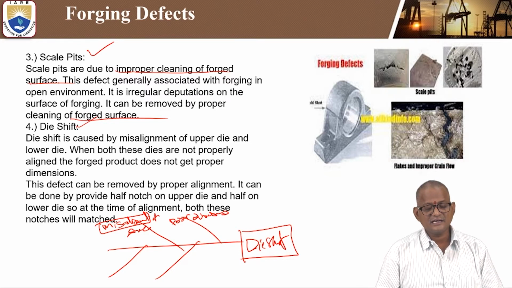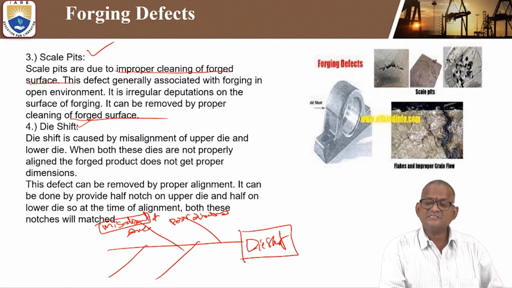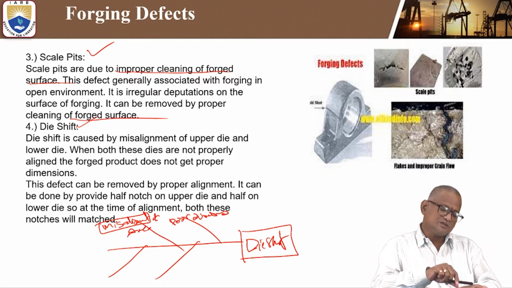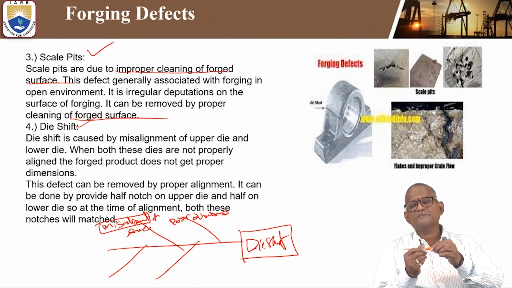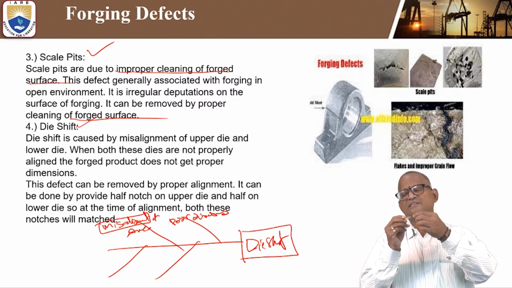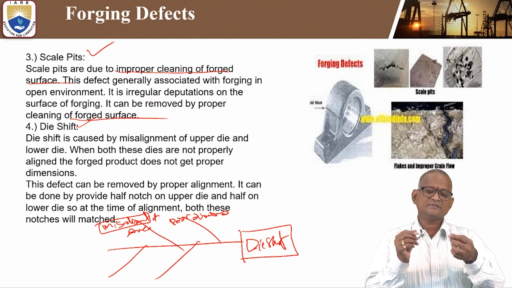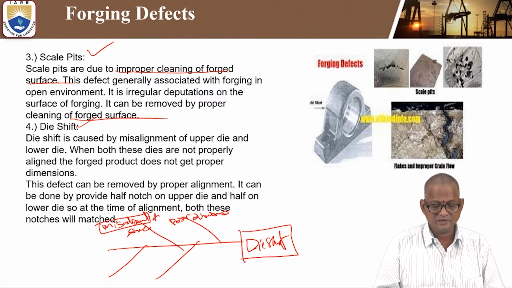This defect can be removed by proper alignment. Whenever the misalignment is there, obviously you should be able to align properly. This is why it can fit effectively, so the exact amount of tolerance and length can be maintained. That's why this can easily be fitted with the cap also.